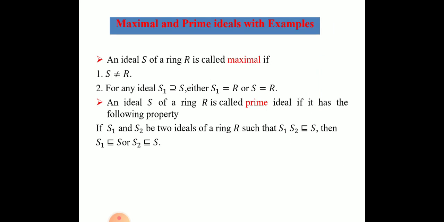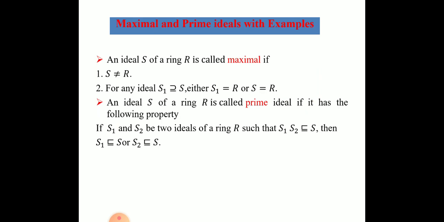Now we define maximal and prime ideals, and then we will consider some examples of maximal and prime ideals. First of all, we define a maximal ideal. Let us consider a ring R. An ideal S of the ring R is called a maximal ideal if, firstly, it is a proper subset of the ring R, meaning S is not equal to R.